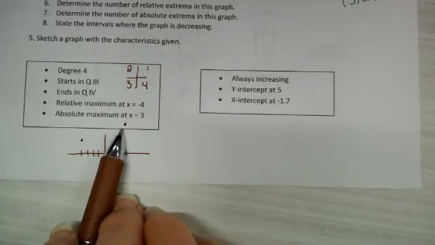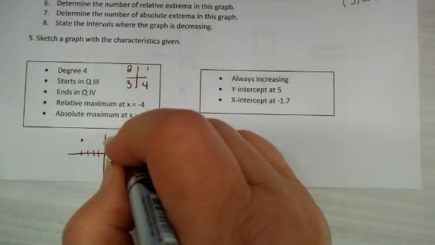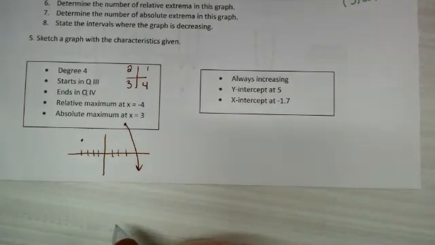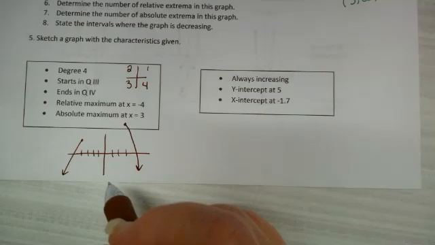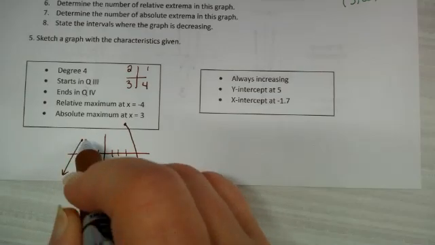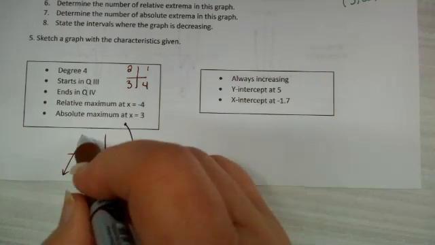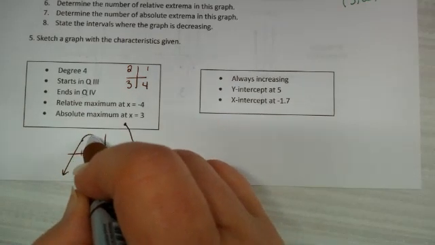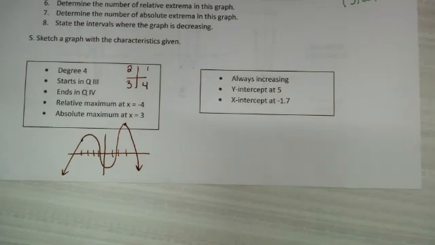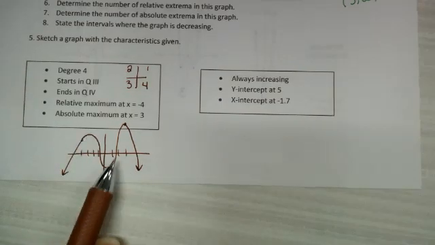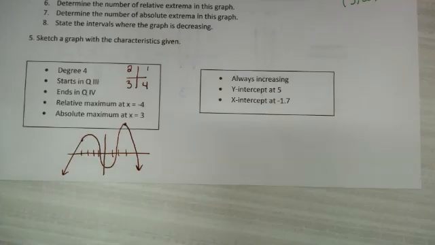Now, if that's my maximum, then my graph can't go any higher than that, so this must be going down. It's a degree 4, so they're both going down. So it starts in quadrant 3, that's here, ends in quadrant 4. And now I'm just going to make stuff up. There we go. That'll work. 1, 2, 3 extrema, absolute maximum, relative maximum.